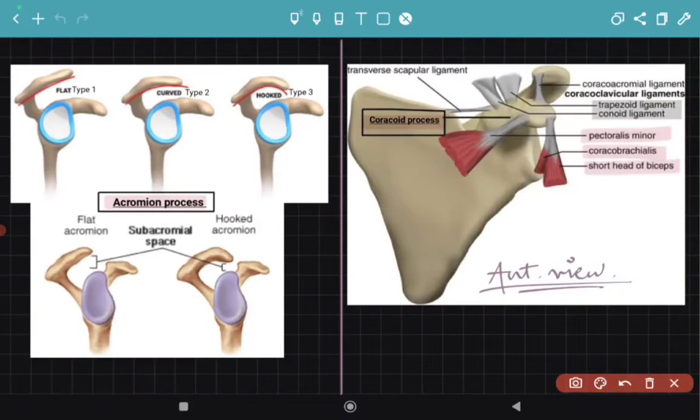Have a look at this diagram of acromion process. Type 1 is flat, type 2 is curved, and type 3 is hooked. As this goes from flat to hooked, there is narrowing of the subacromial space, which will cause impingement of the rotator cuff, and also the increased risk of rotator cuff tears in those patients.